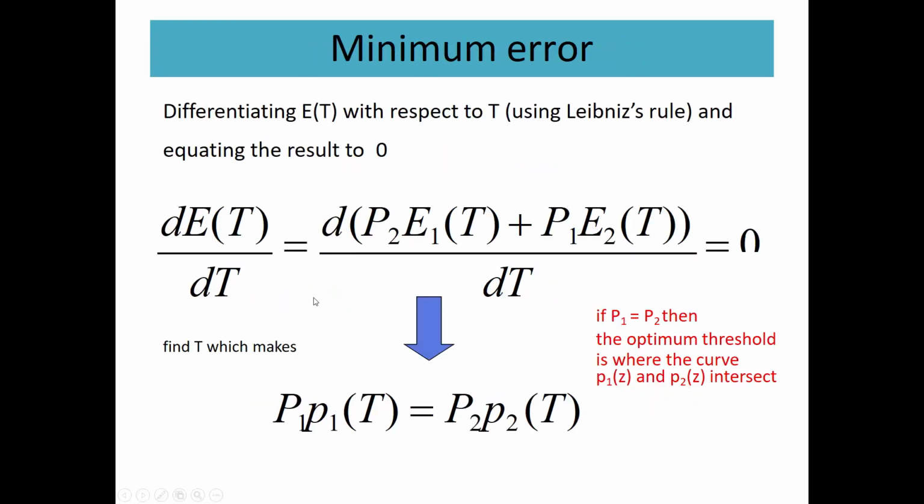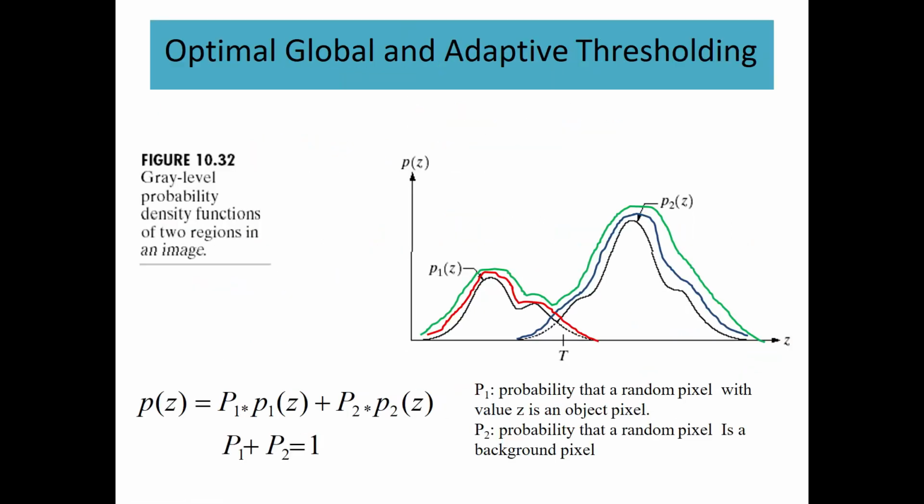Now we want to minimize that error. So we are going to differentiate that error with respect to threshold. So there is a derivative of error with respect to threshold, which is equal to this. And now we have to minimize it, so we are going to equate it to 0. In that case, capital P1 into p1(T) is equal to capital P2 into p2(T). So if capital P1 is equal to P2, then the optimum threshold is where the curves p1(z) and p2(z) intersect. This one.